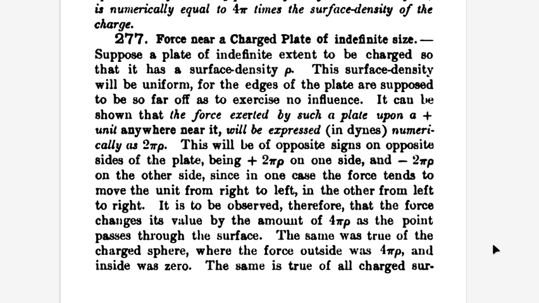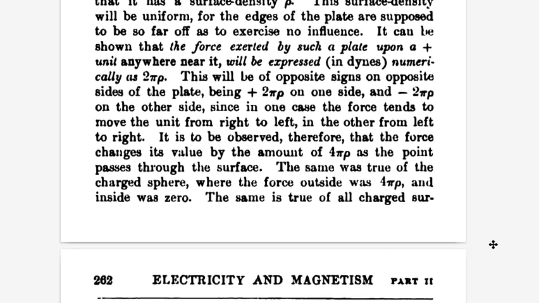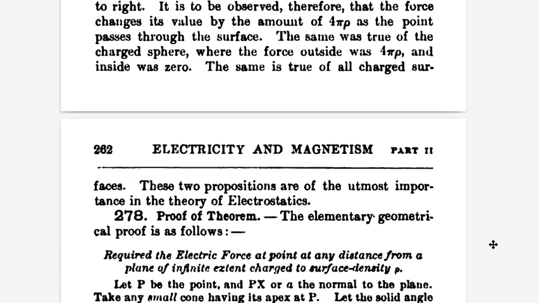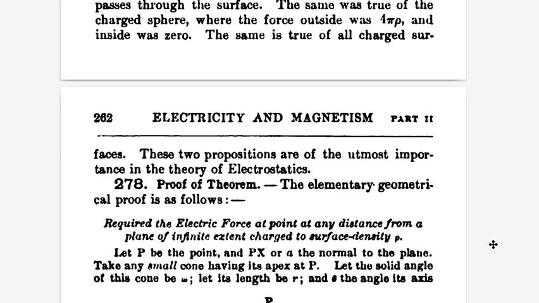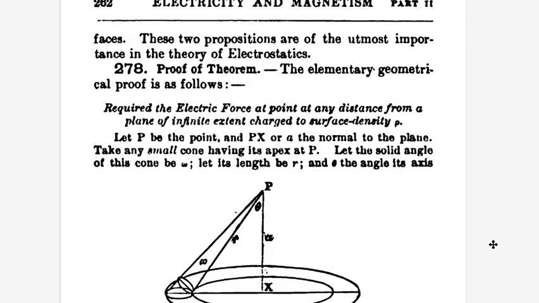It is to be observed, therefore, that the force changes its value by the amount of 4 pi ρ as the point passes through the surface. The same was true of the charged sphere, where the force outside was 4 pi ρ and inside was 0. The same is true of all charged surfaces. These two propositions are of the utmost importance in the theory of electrostatics.